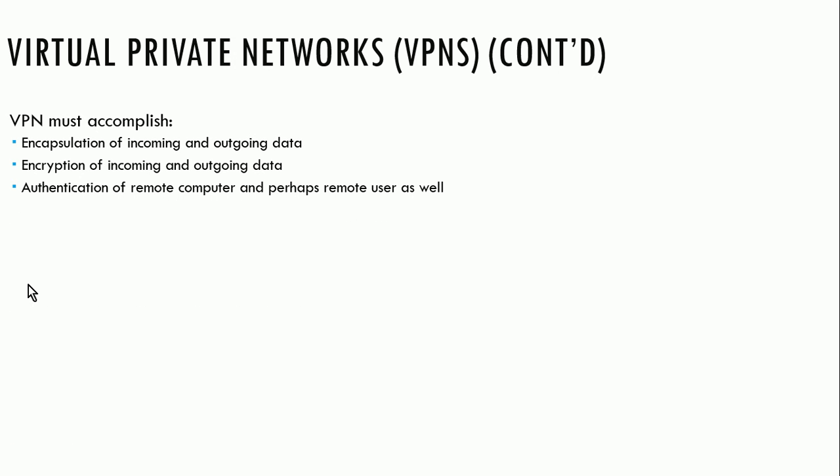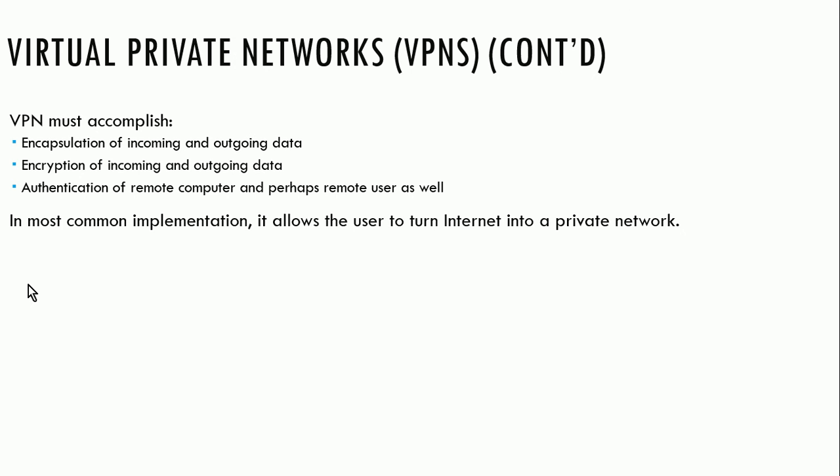So they accomplish this by using encapsulation of incoming and outgoing data. They encapsulate to create that tunnel between those two endpoints, and use encryption to make sure that the data within those packets can't be accessed. And of course, we use authentication as well. Most VPNs employ some sort of authentication to authenticate the endpoints to each other.